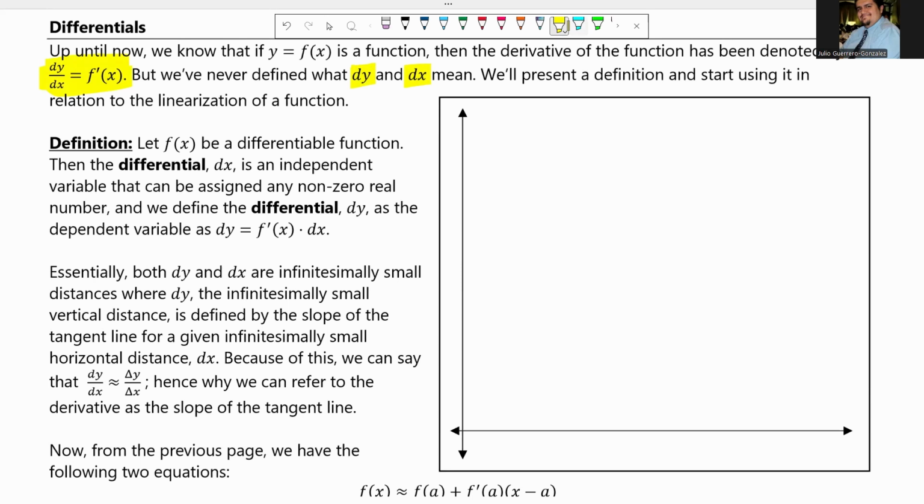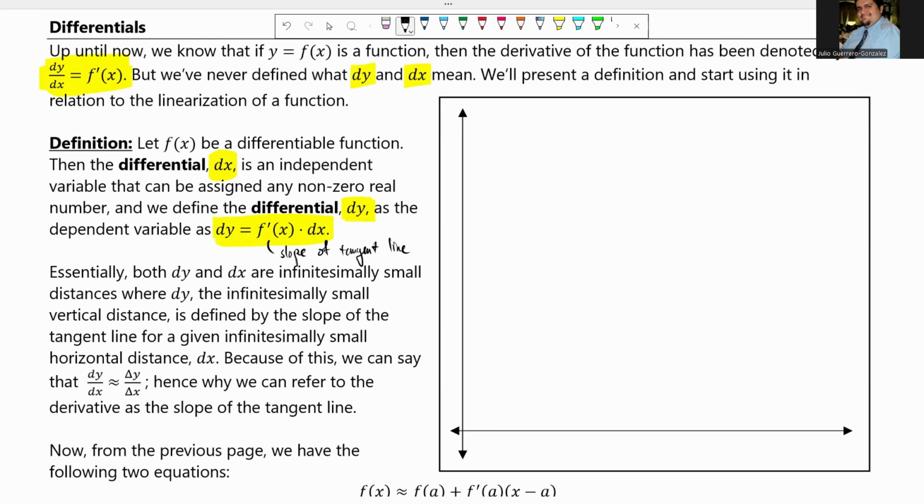So first of all, let me define dx. Dx is an independent variable that can be assigned any non-zero real number. Once we define dx, we can define the next thing, dy, as this. And notice how the f prime is there. And just remember, f prime is the slope of the tangent line. These are the textbook definitions of what dx and dy stand for.